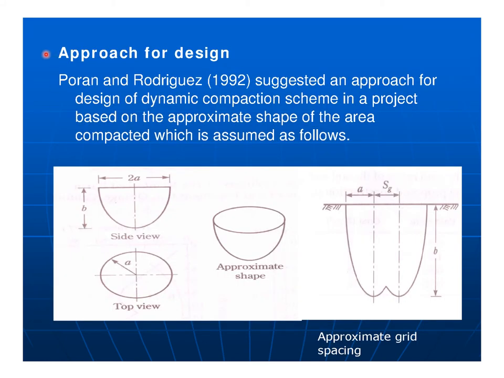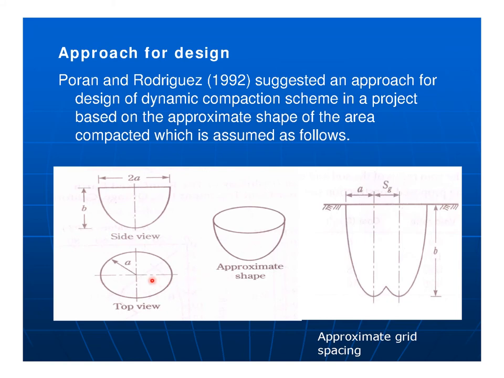Now we are going to discuss one particular approach for the design. This approach was developed by Porin and Rodriguez in 1992. They suggested an approach for the design of a dynamic compaction scheme in a project based on the approximate shape of the area compacted, which is assumed as follows. If you look at that crater, this dimension as per them is 2a, and this dimension is b. So this is the approximate shape of the crater that we are having.